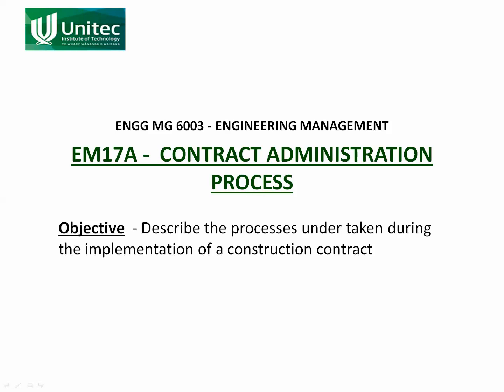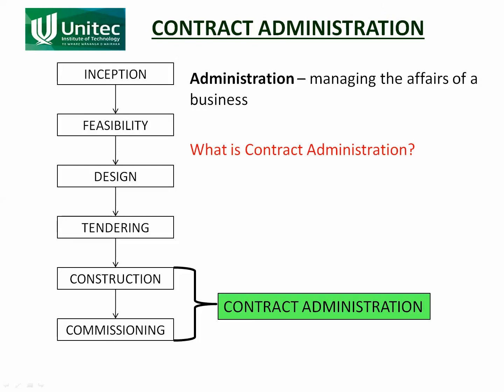In this slidecast and the ones that follow, we're going to look at contract administration processes. So contract administration is what happens during the construction. So the last two stages of the engineering life cycle, during the construction and the commissioning. So the contract is obviously the construction contract.